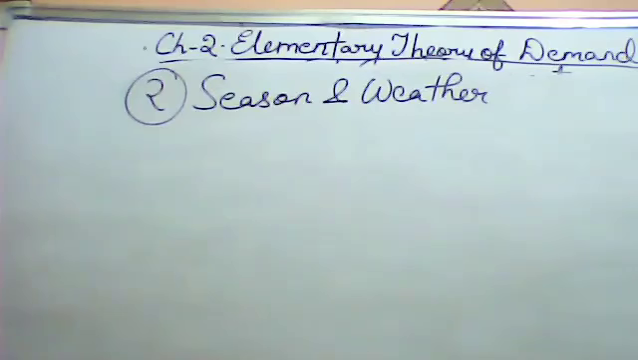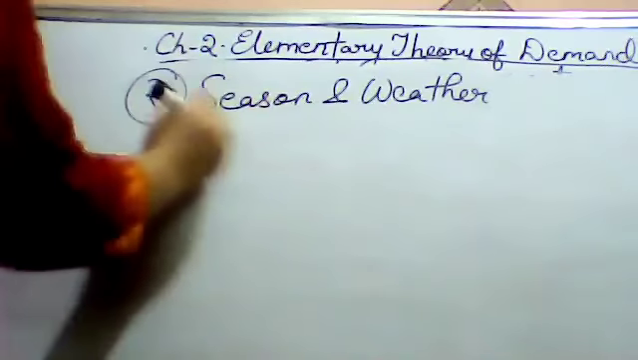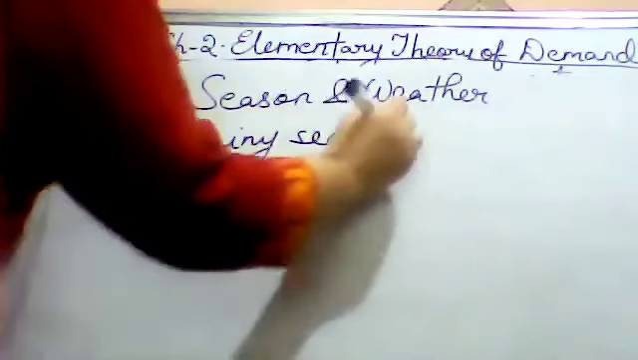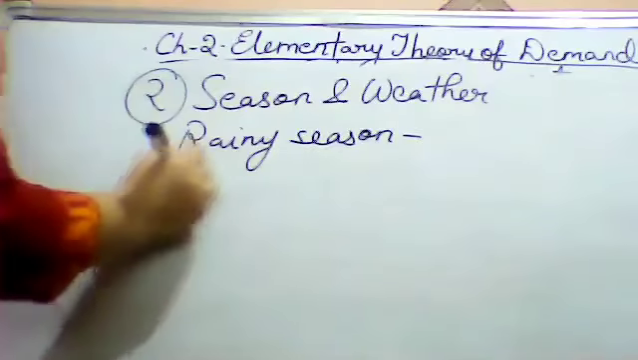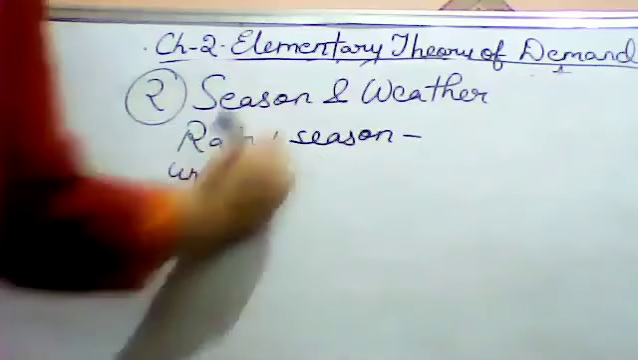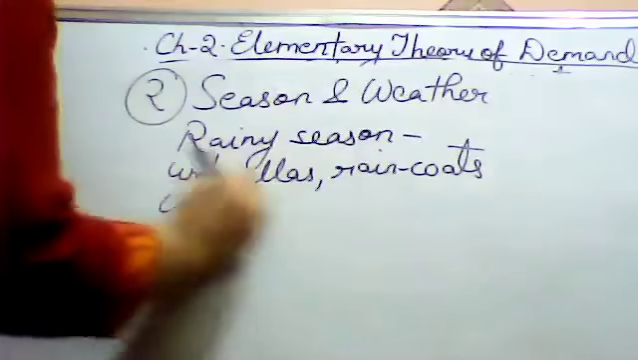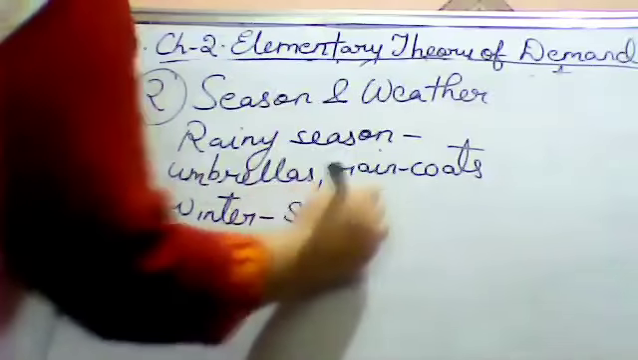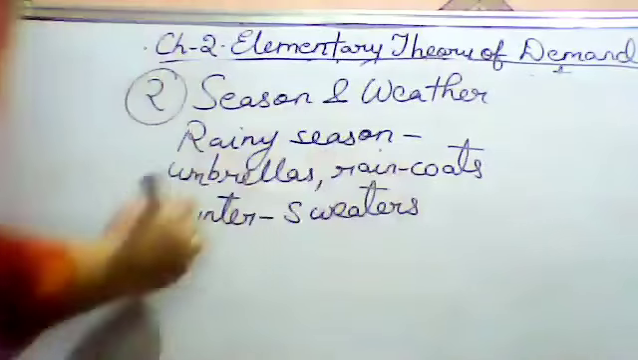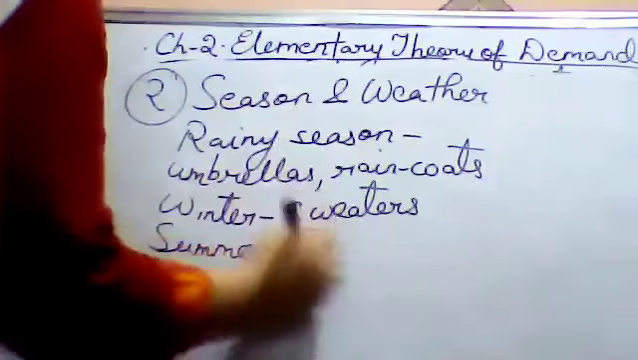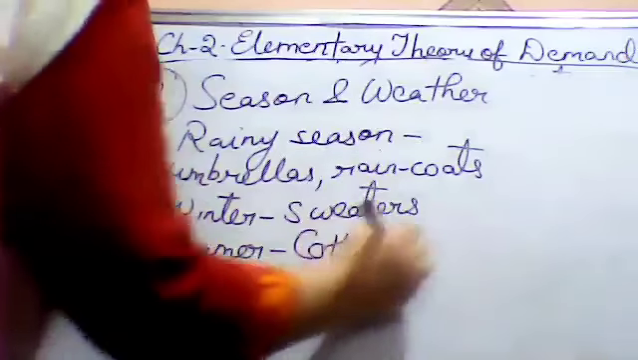If there is a rainy season, there will be more demand for raincoats, umbrellas, boots. If it's winter, more demand for sweaters, woolen clothes, jackets. In summer season, we will demand more t-shirts, cold drinks, ice creams, and more cotton clothes. You can write cotton clothes.